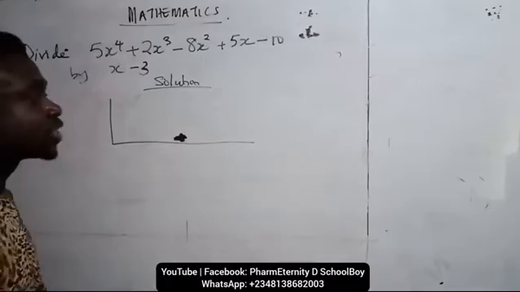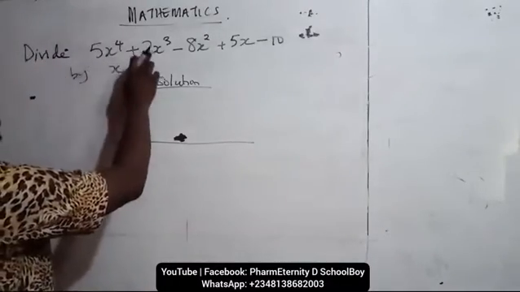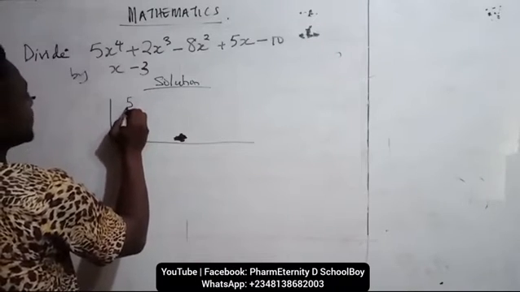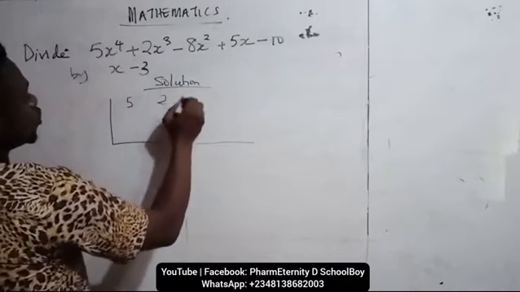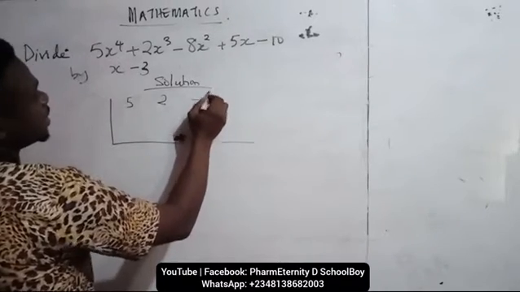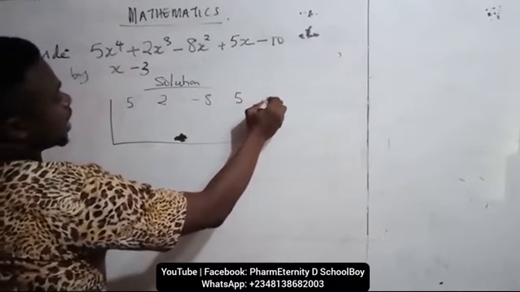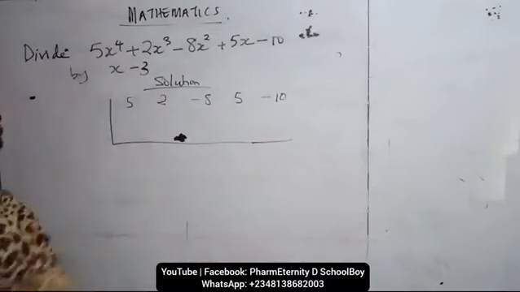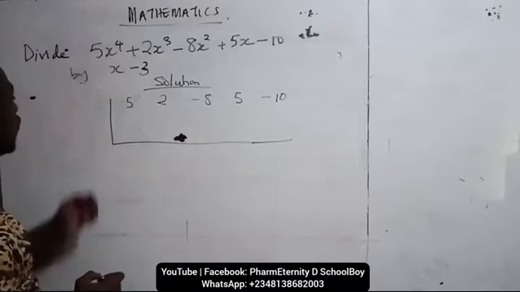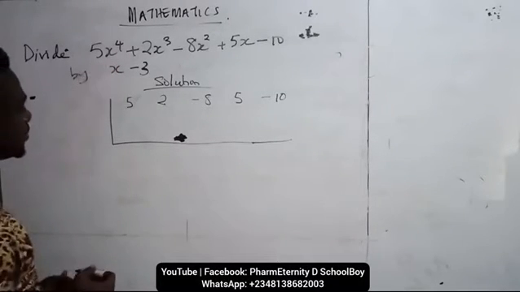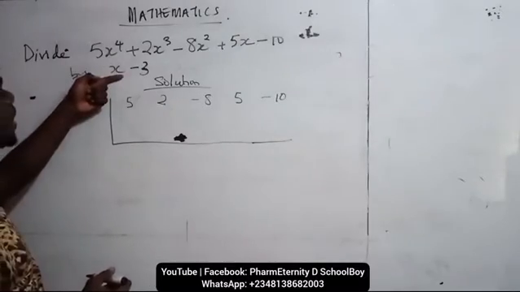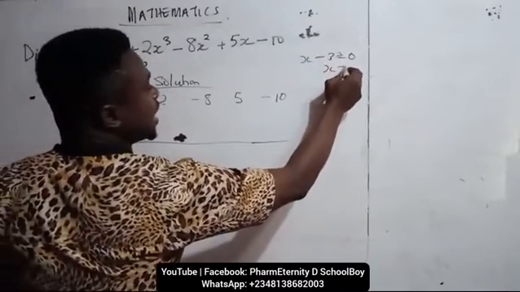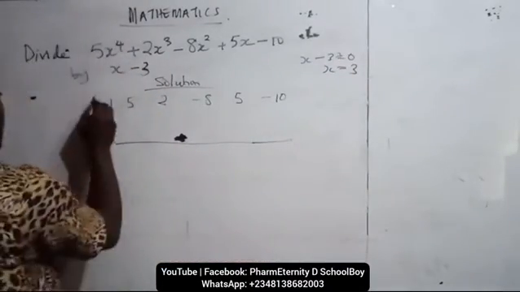Using synthetic division, we bring out the coefficients of the terms of what we are dividing. Here we have 5, 2, minus 8, 5 again, and minus 10. These are the coefficients of the terms of what we are dividing. Now we want to use x minus 3 to divide this. We equate x minus 3 to 0, so x is equal to 3. So we place the 3 here.